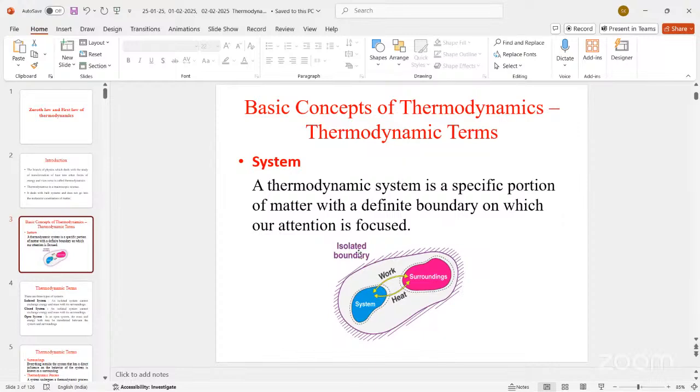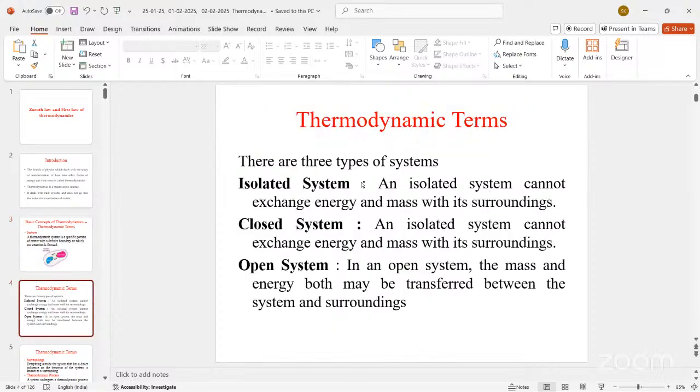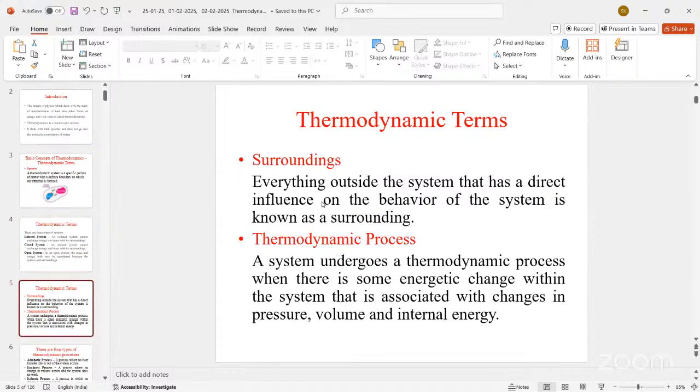This is the isolated boundary. So what are the systems? We have a total of 3 systems: isolated system, closed system, open system. An isolated system cannot exchange energy and mass with its surroundings. A closed system, a room is one example. And in an open system, anything can happen. And surroundings, what are they, and how does a thermodynamic process work?